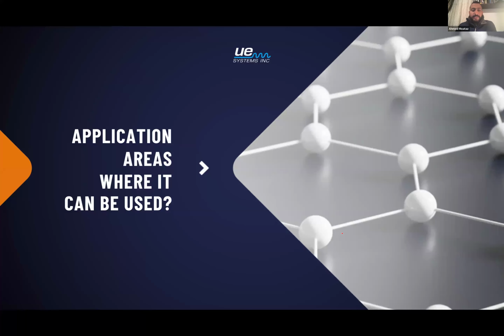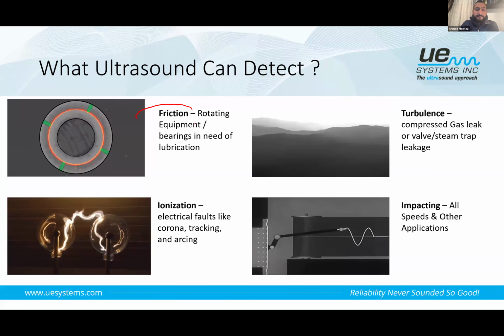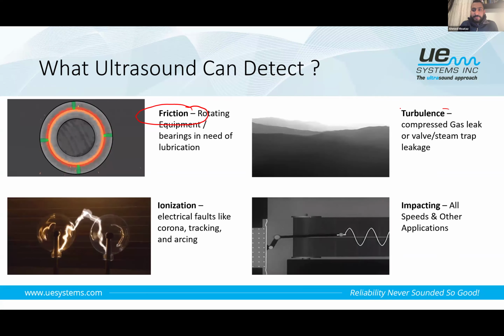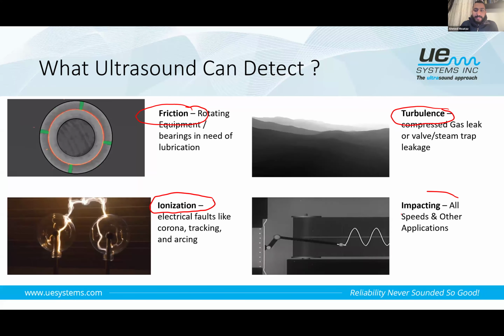So basically, where can we use ultrasound technology? What kind of applications can we use it for? Ultrasound can help us listen to the friction. Ultrasound can help us listen to the turbulence. Also, ultrasound can help us listen to the ionization and the impacting as well.